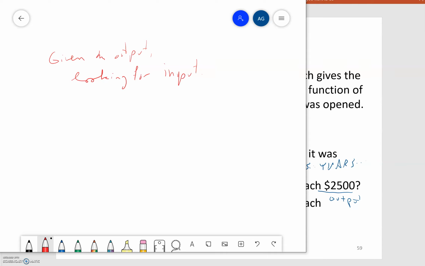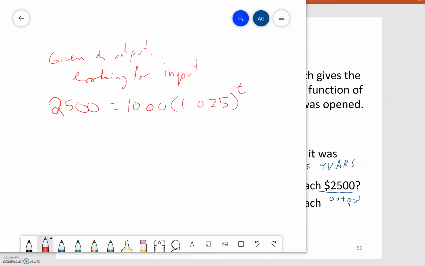So we know that whatever the time is, the output is 2,500. So really what we have is this. We have 2,500 equals 1,000 times 1.075 to the t. Now, if this was a standard pre-calculus class, we would approach this by solving this equation for t, which is fine, and you can certainly do that. But what I want to do is talk about how to solve this problem graphically using the TI-83 or 84.